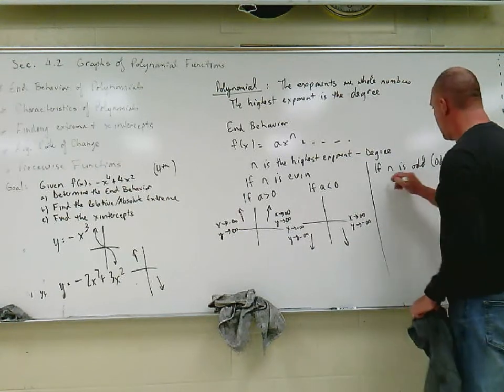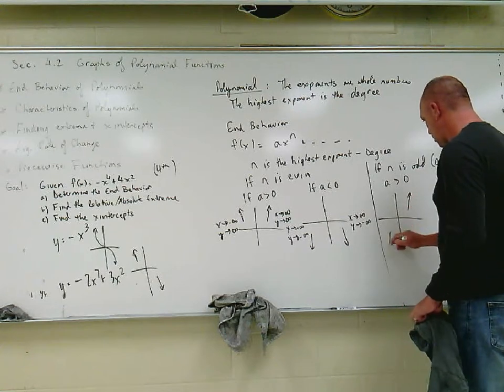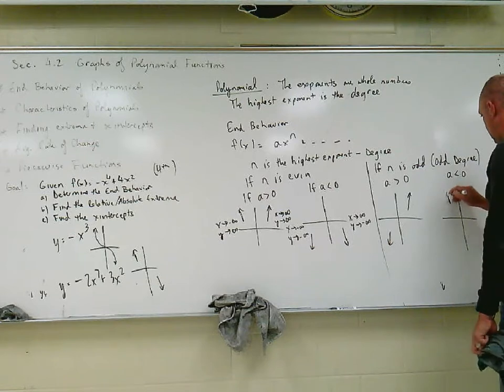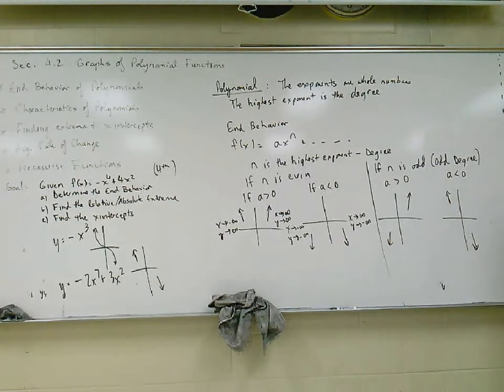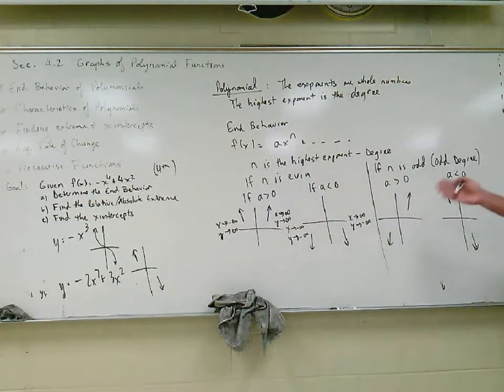If A is greater than 0, so positive in front, it goes up right, down left. If A is less than 0, it goes up left, down right. That's it. Those are the 4 situations. I didn't put all the x to infinity, y to infinity, you can see all that. Okay? So we should at least be able to do part A now.